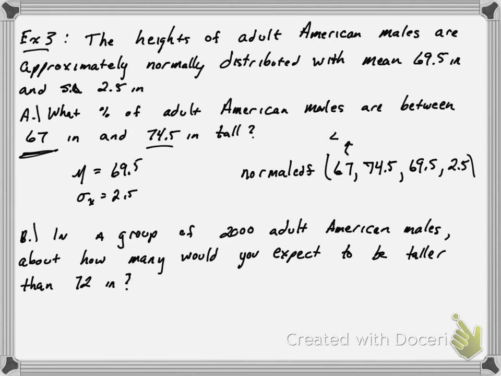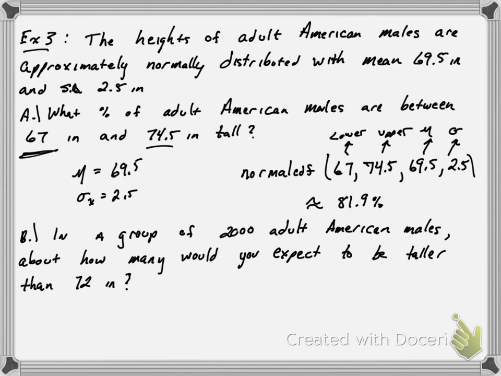This is your lower. This is your upper. This is your mean. This is your standard deviation. So you plug it into your calculator. What percent of adult males are between those two measurements? About 81.9% of males. So you're looking at B. It says, in a group of 2,000 adult American males, about how many would you expect to be taller than 72 inches?